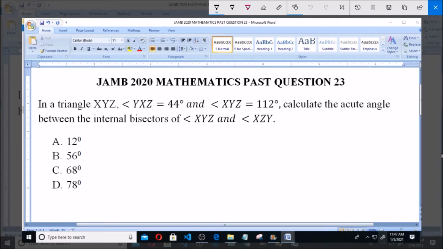In a triangle XYZ, angle YXZ is equal to 44 degrees and angle XYZ is equal to 112 degrees. Calculate the acute angle between the internal bisector of angle XYZ and angle XZY. Now the options given are 12 degrees, 56 degrees, 68 degrees and 78 degrees. Now let's go back to the question.